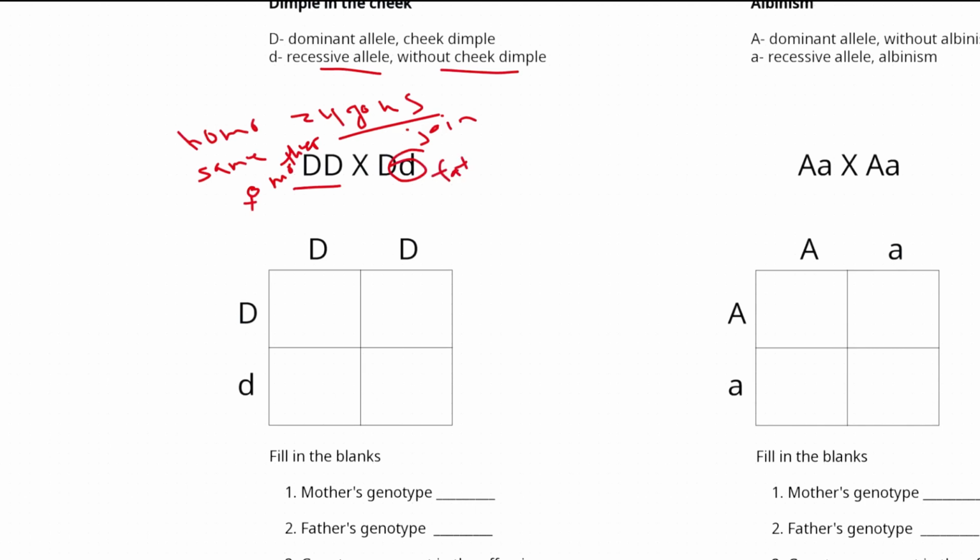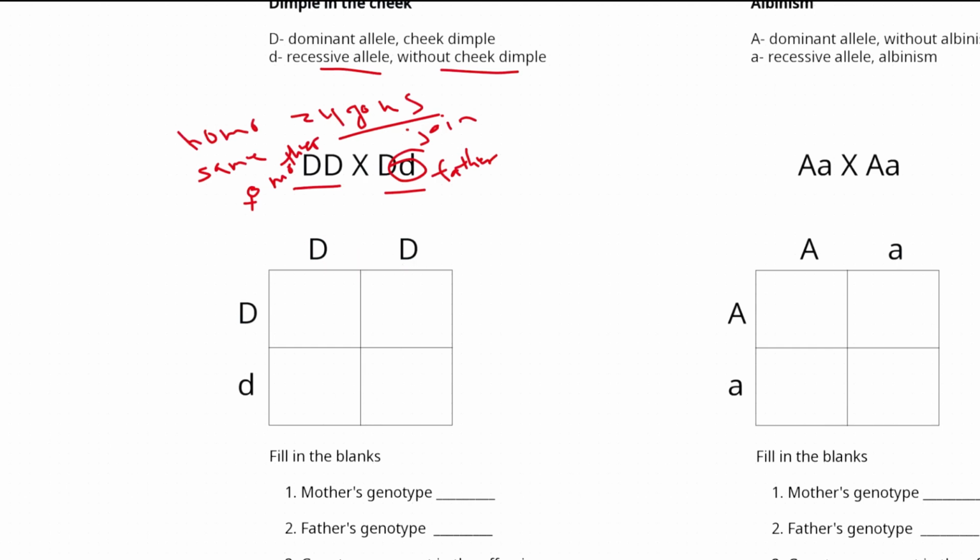We call these genotypes. When we set up this cross, usually the mother's alleles can go horizontally at the top, and then the father's on the side. The way that we actually do the cross, we're going to use a Punnett square.